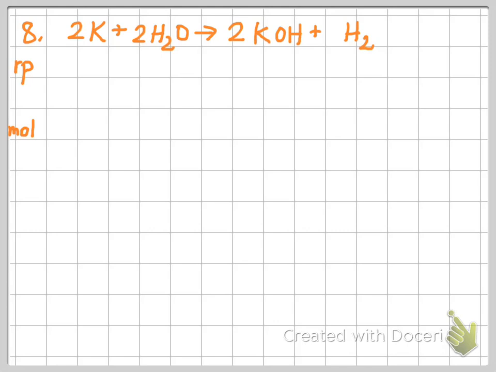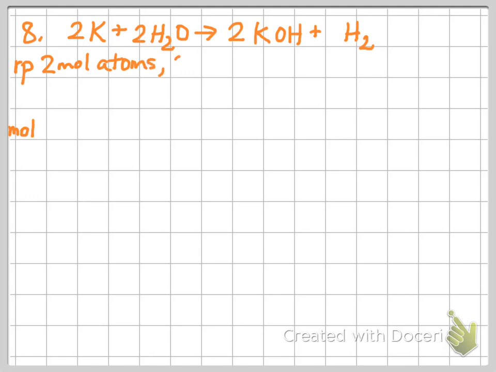Question 8. Interpret the following equation in terms of relative numbers of representative particles, numbers of moles, and masses of reactants and products. So again, we're going to use our coefficients here for representative particles. We have to look at our substances. Potassium is an element.